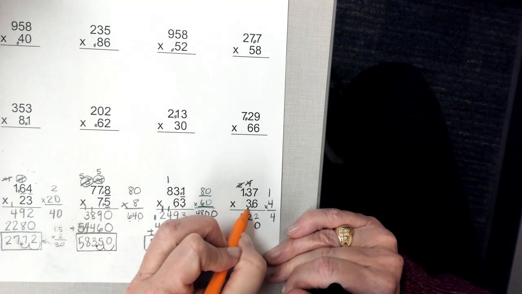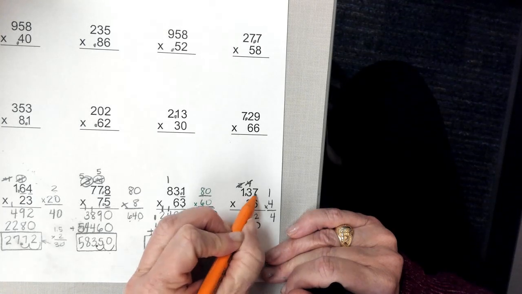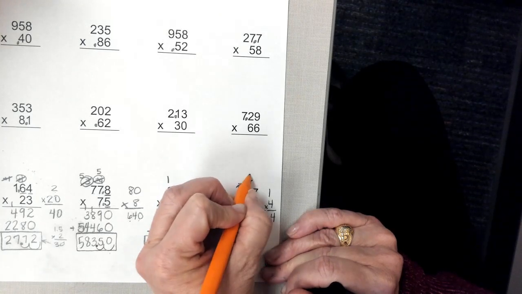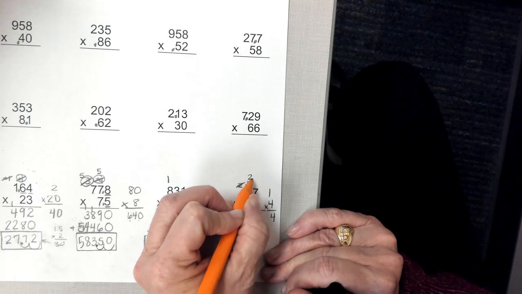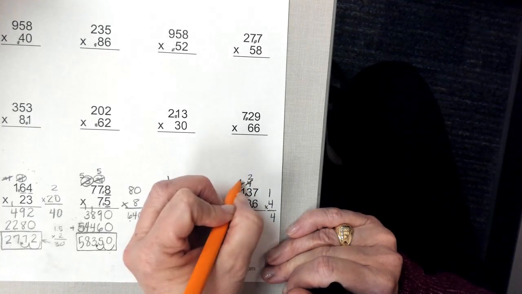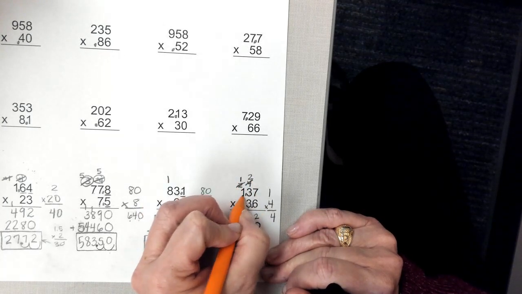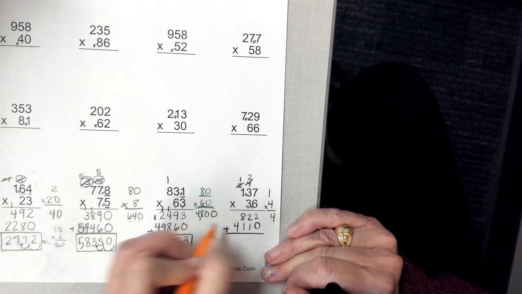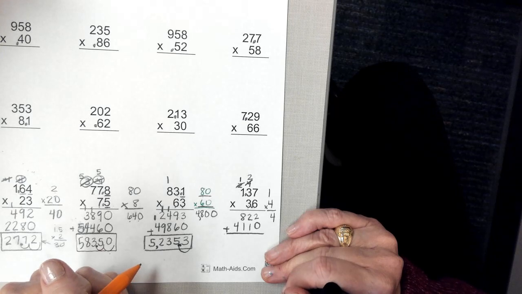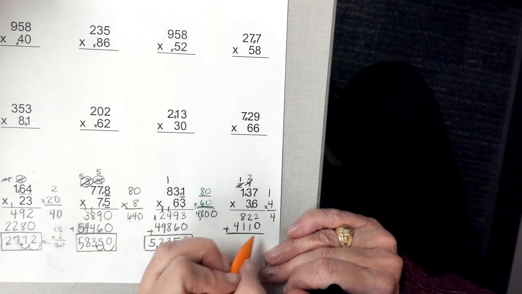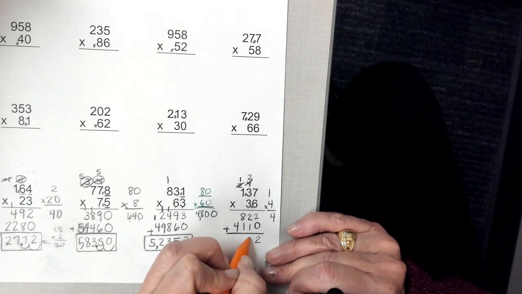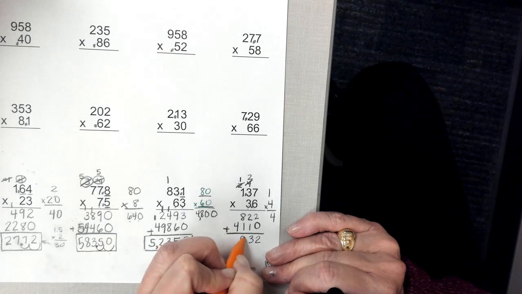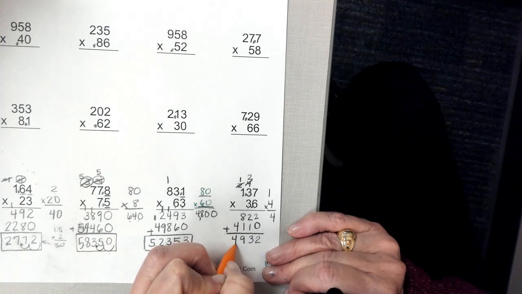And we're going to multiply by the value 3. 3 times 7 is 21. 3 times 3 is 9, plus 2 more makes 11. And 3 times 1 is 3, plus 1 more makes 4. Now that I have the two partial products, I'm ready to add these together. 2, 3, 9, and 4.